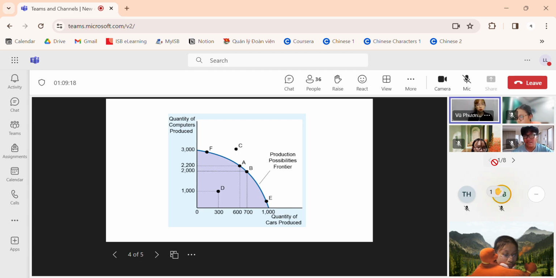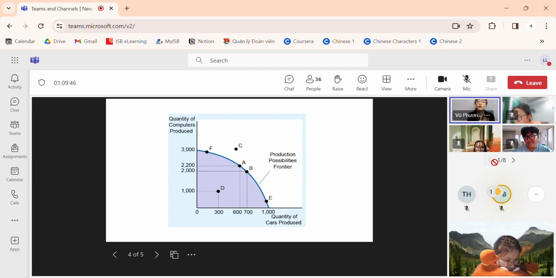Right. So yes, the PPF tells you about the productivity of a country. And here we make the assumption that if there are only two products to be produced in a country, we can use the PPF to illustrate the productivity of a country, right? So that is the total combination of output that an economy can produce, given the available factors of production.